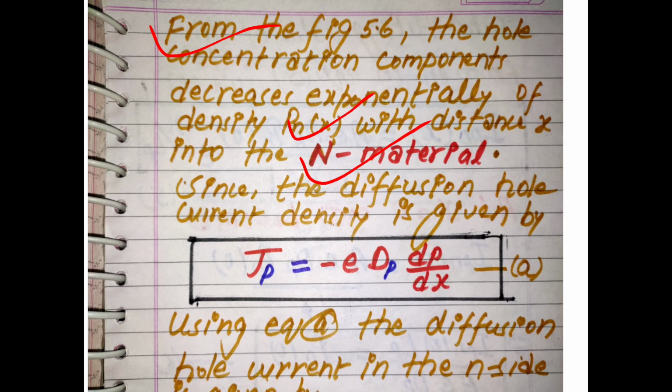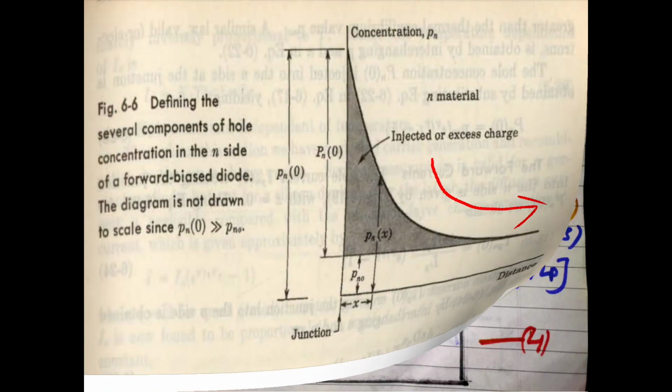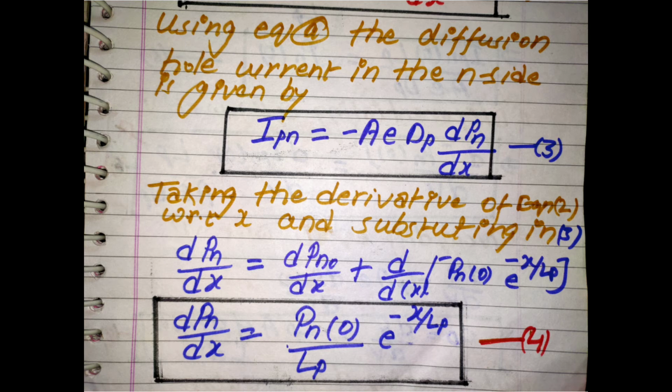Since, as we know, the diffusion hole current density is given by the equation Jp is equal to minus A E into dp of dx. This is our equation number A. Here I am assuming equation number A. Now we are going to use equation A. Using equation A, the diffusion hole current in the n side is given by Ipn is equal to minus A into dpn of dx. So this is our equation number 3.